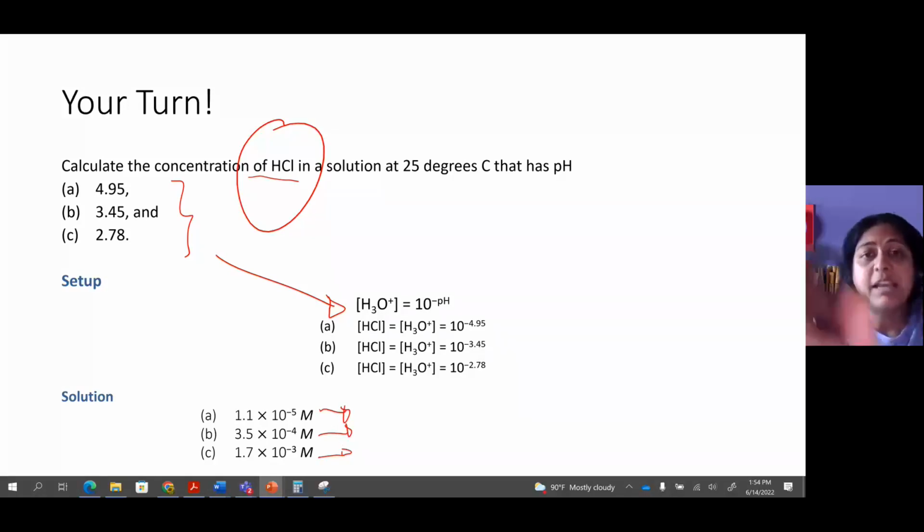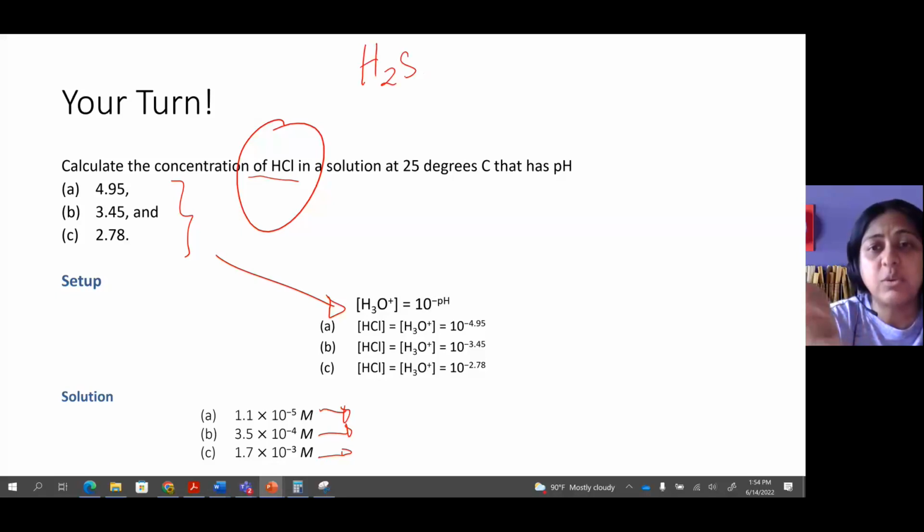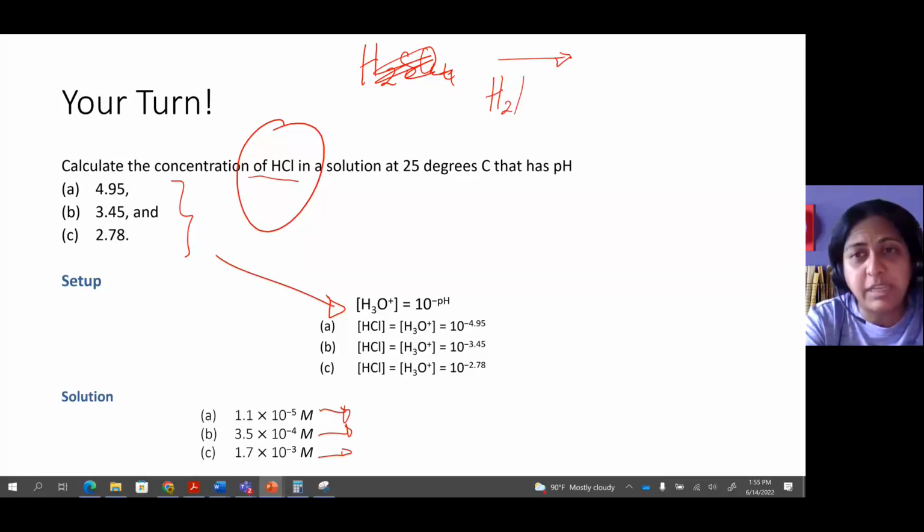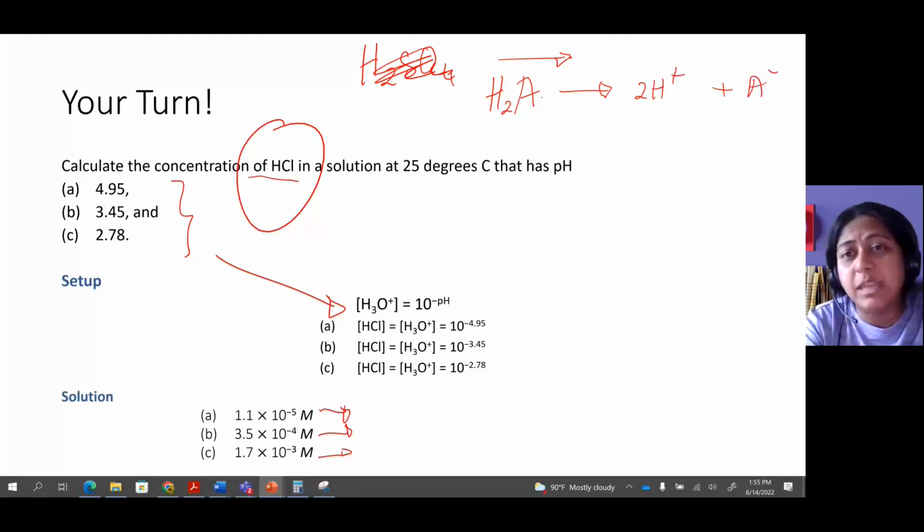As an example, if this was H2SO4, what is the ionization? Later on, we're going to look at the diprotic acid. Until then, if it is a strong diprotic acid, then we'll get 2 H pluses. So then what is the initial concentration of the acid?